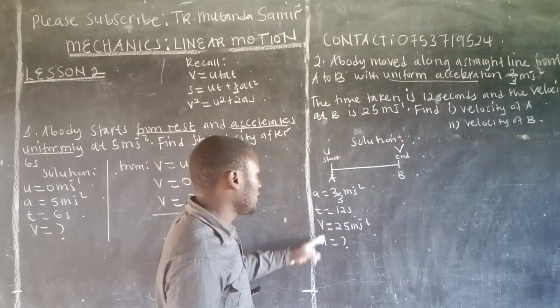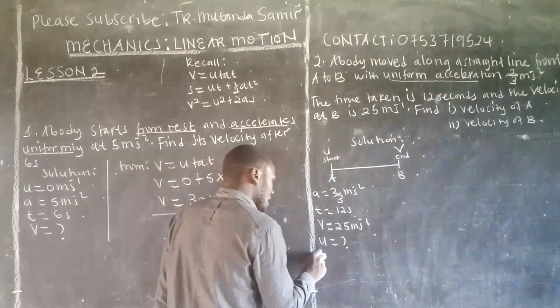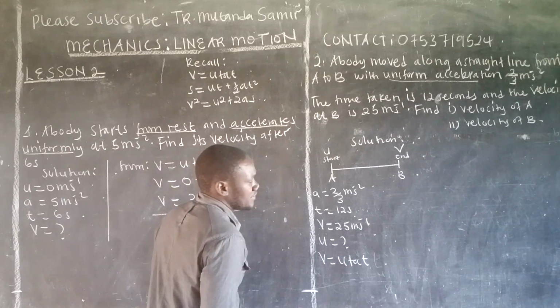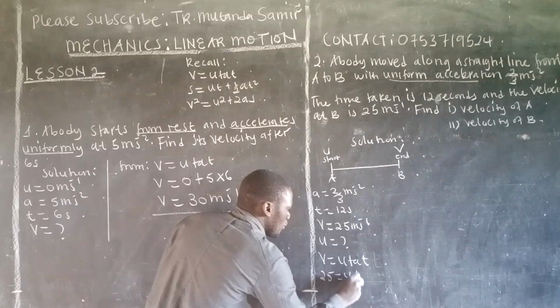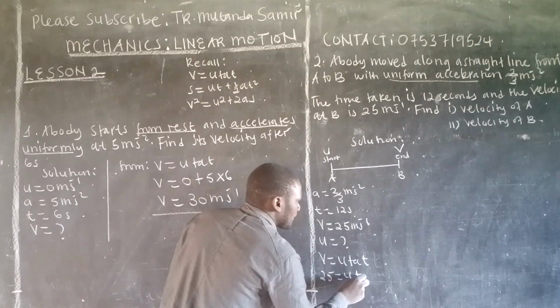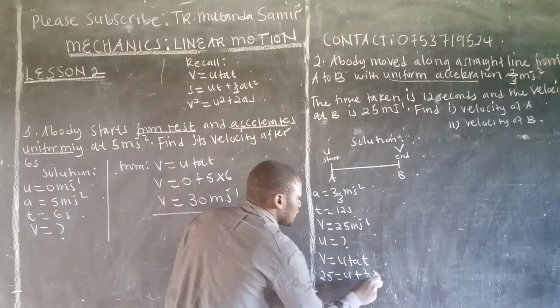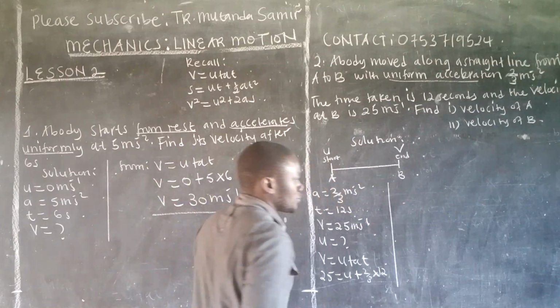We have a, t, v, u. This would still be equation 1. So now I shall say that v is equal to u plus at. Therefore, substitute: v, which is 25 given to us, is equal to u plus a, which is 2/3, times t, which is 12.